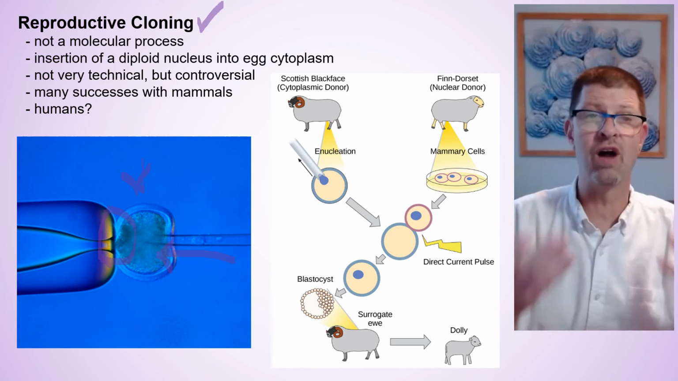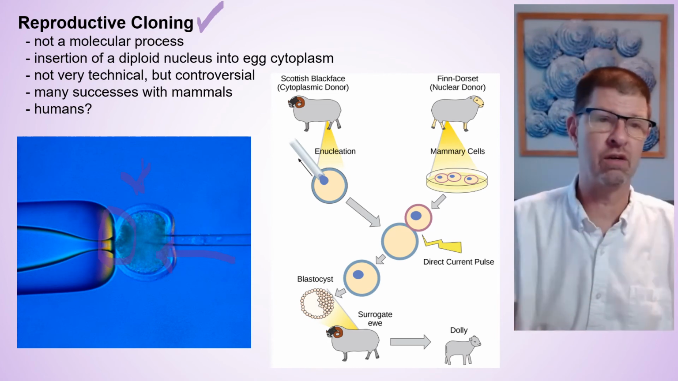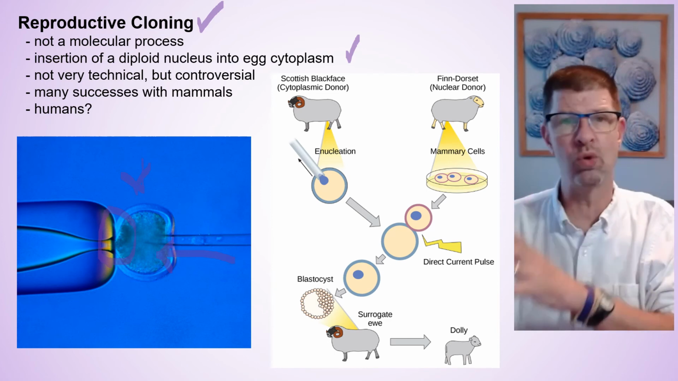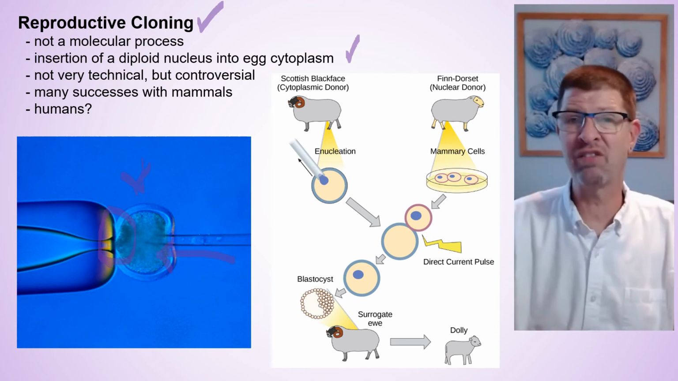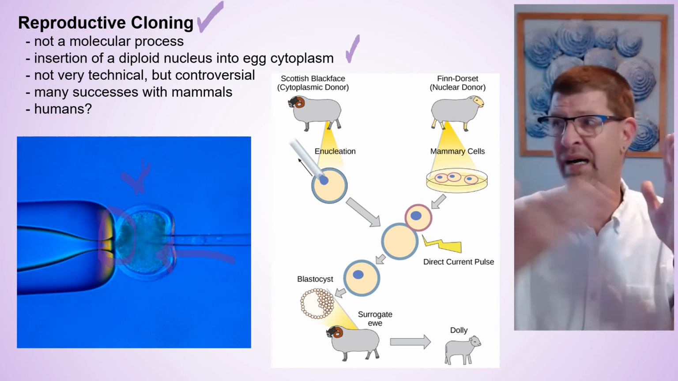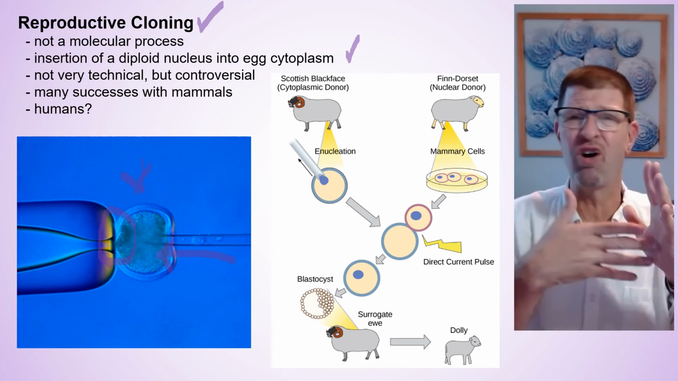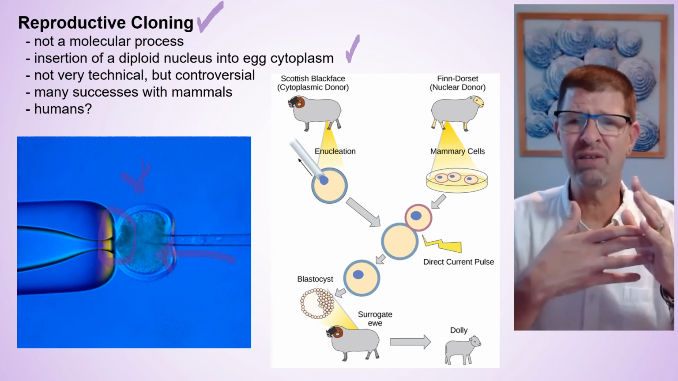This is reproductive cloning, not molecular cloning. It is insertion of a diploid nucleus into an egg that doesn't have a nucleus in it. You probably saw Jurassic Park. They put a little dinosaur DNA into, I think it was like a frog egg or something like that.